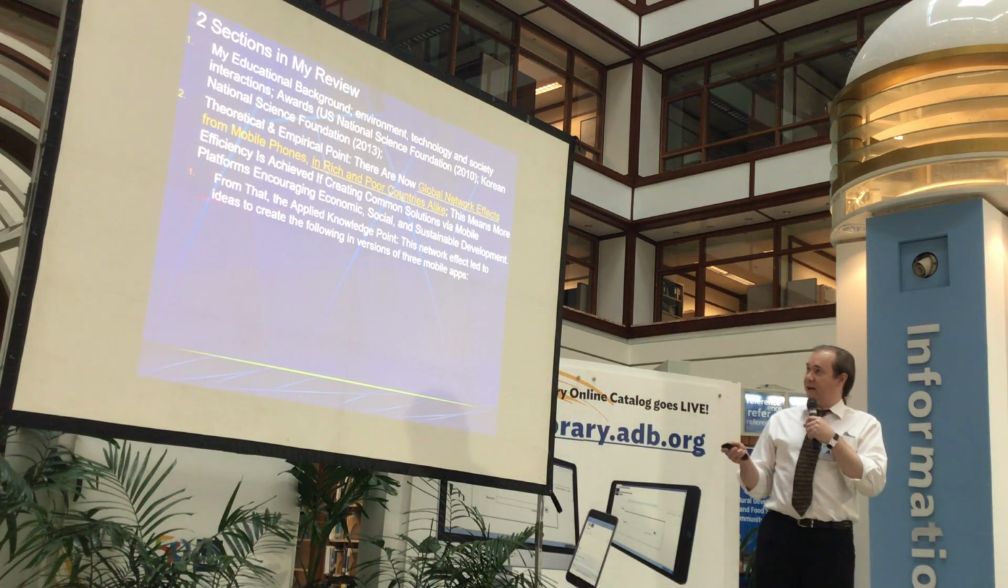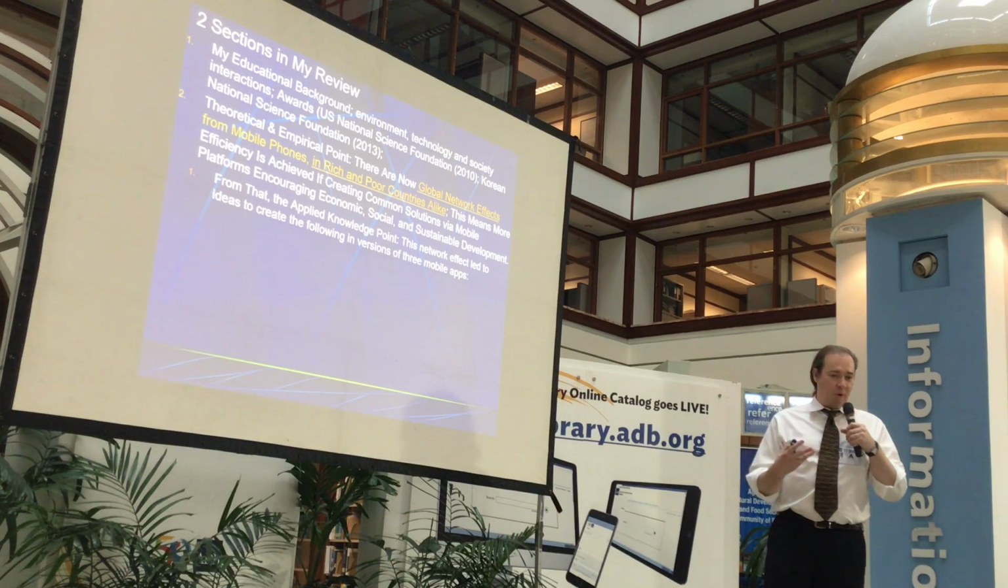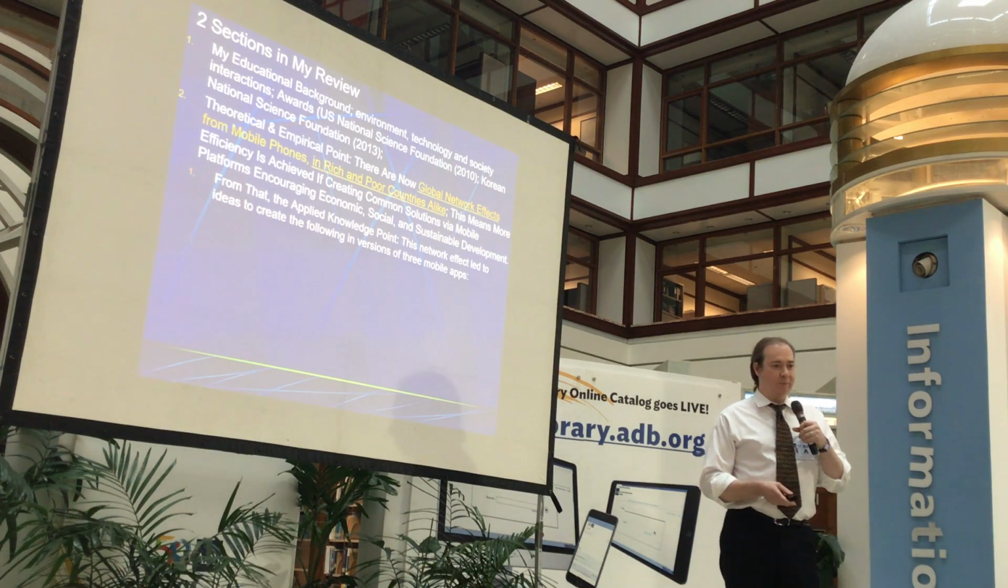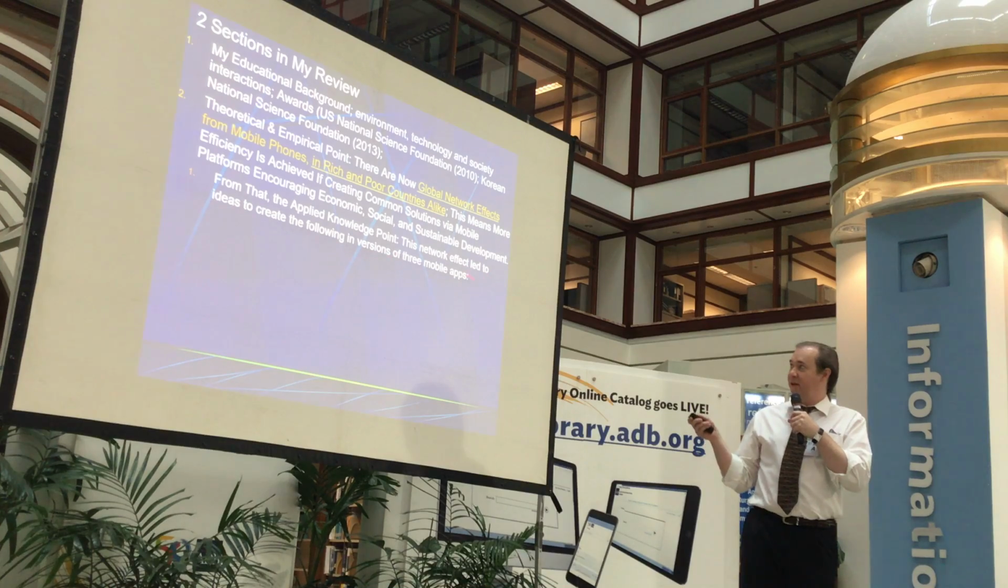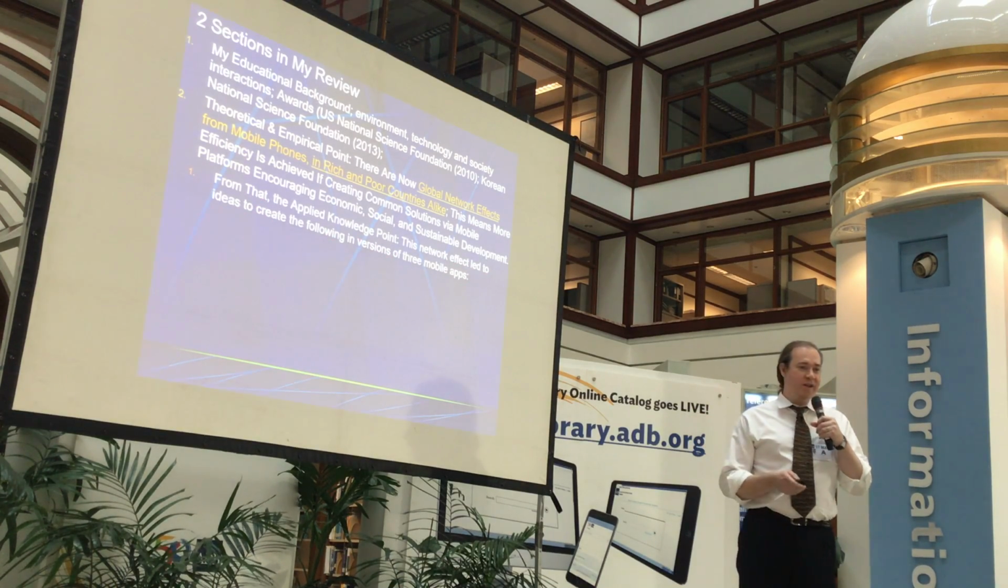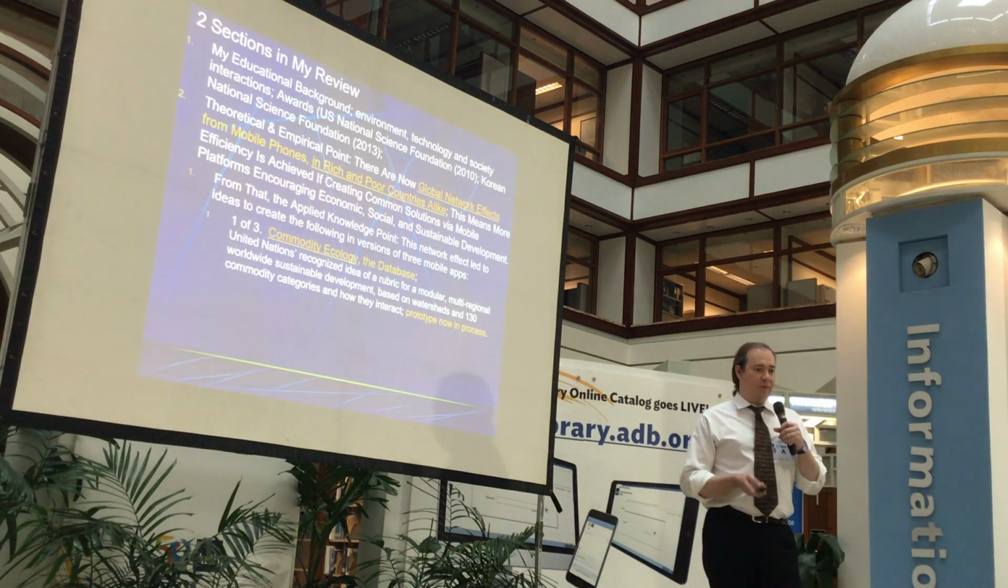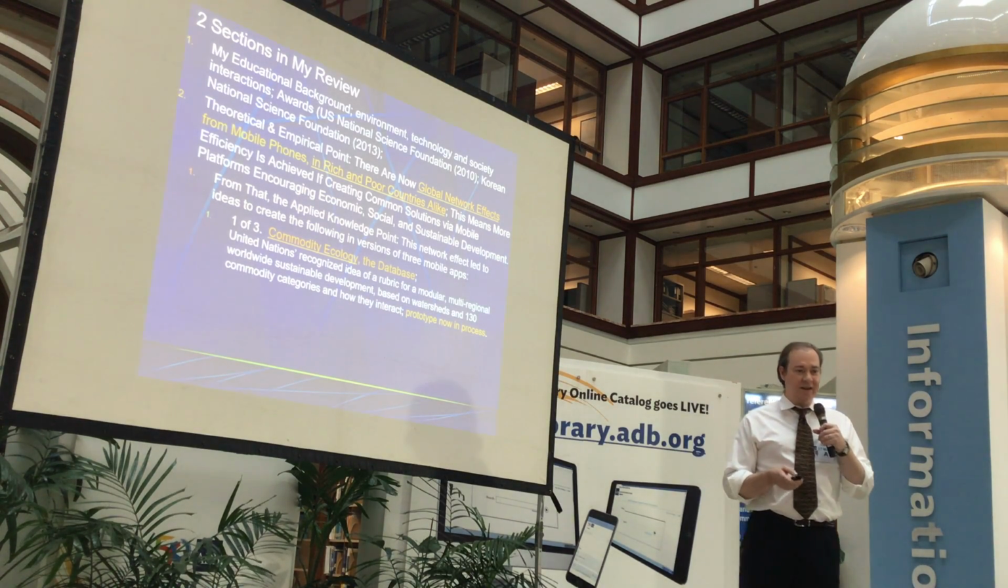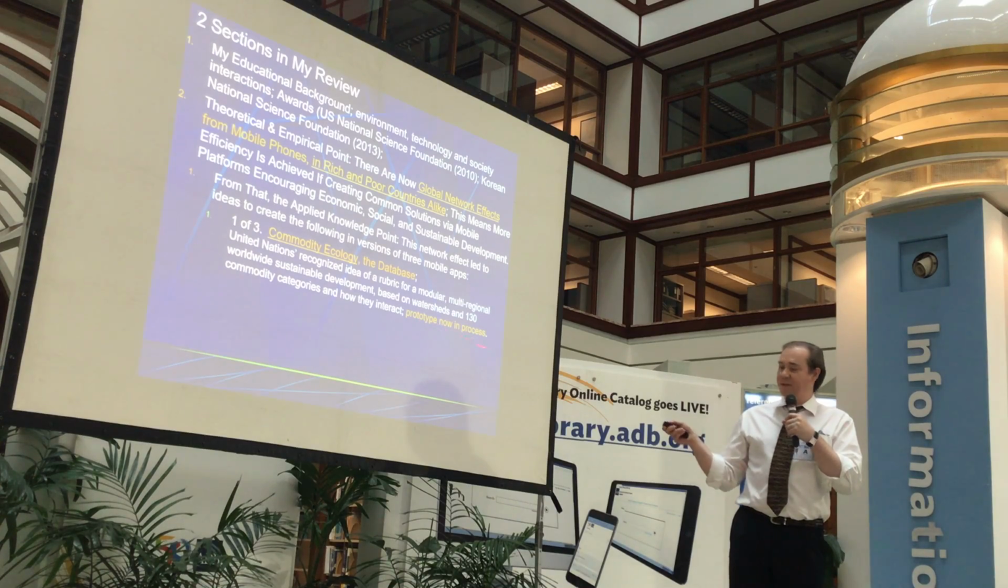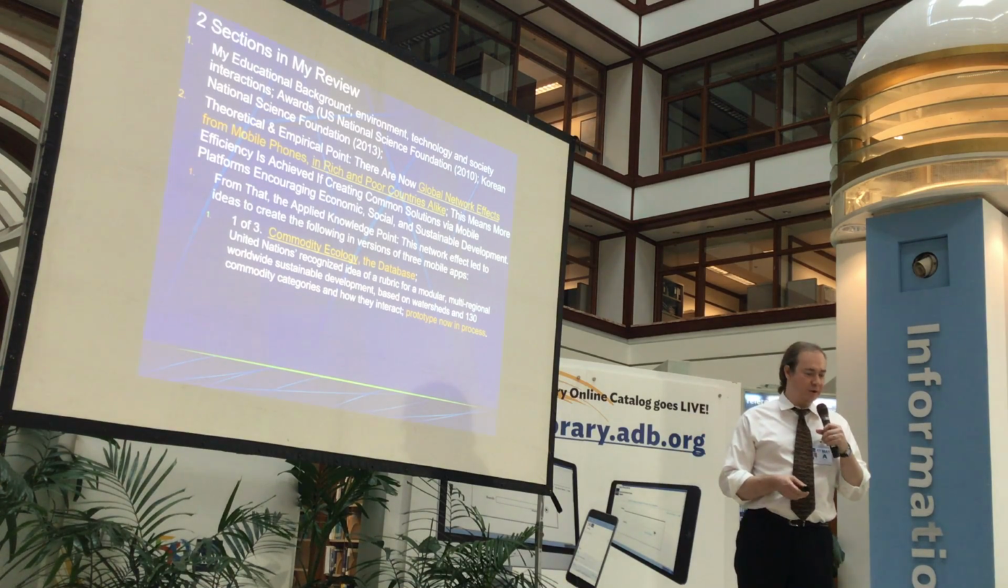The point is, if we make a platform for rolling out the Sustainable Development Goals, it's much easier. And from the applied knowledge point, there's a network effect. The idea is to create the following in 3 mobile apps. The first one of 3, Commodity Ecology, the database. The prototype is now in process at our University of SUNY Korea.